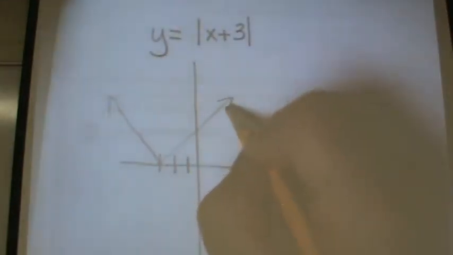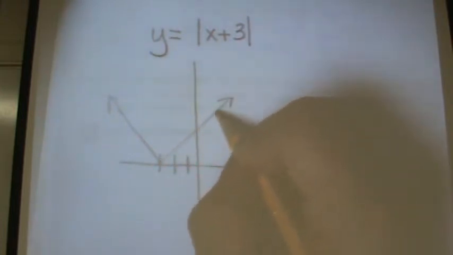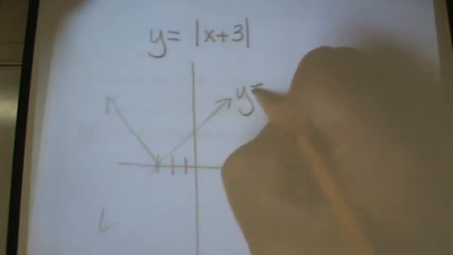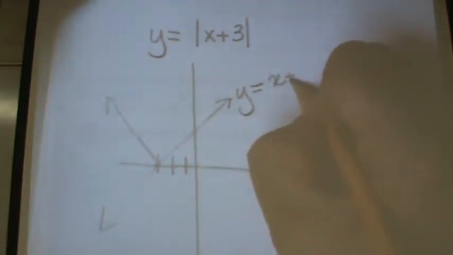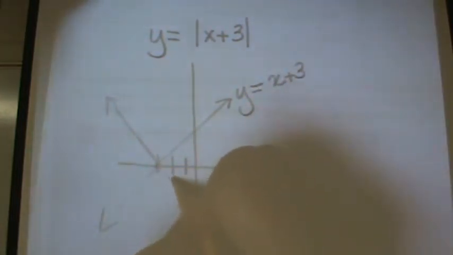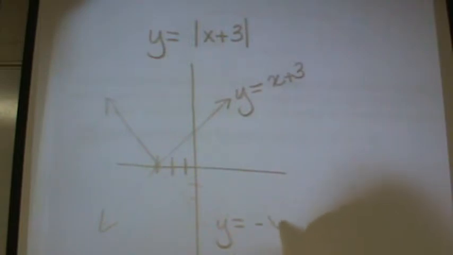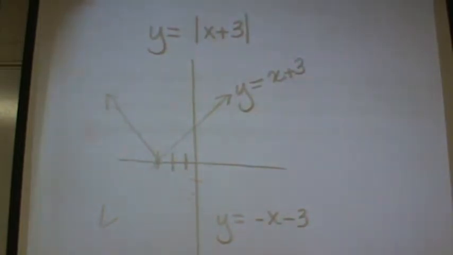Now, does anyone know what these two equations are? What's this line right here? Does anyone know what this one's going to be? This is going to be y equals what kind of x? Negative x minus 3, yep. You did good.